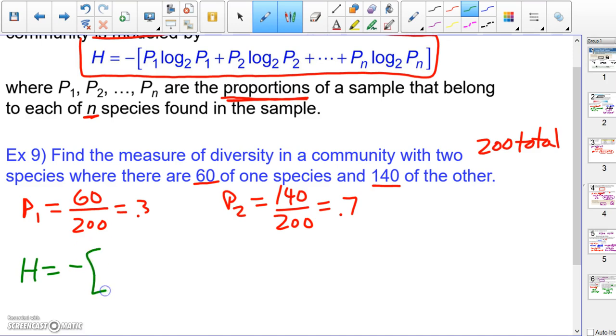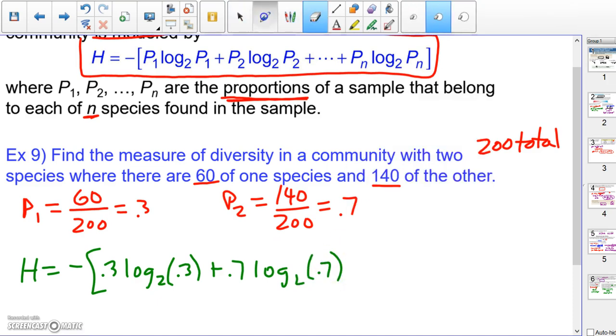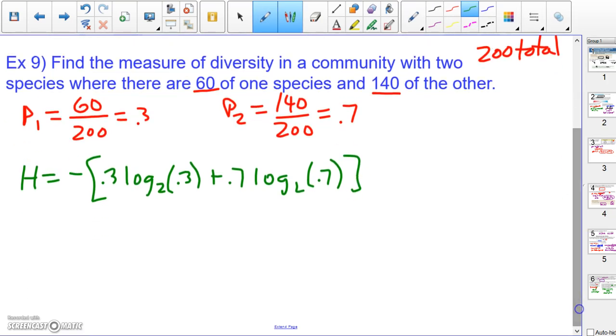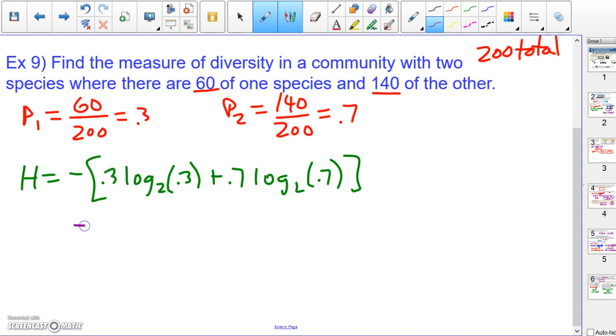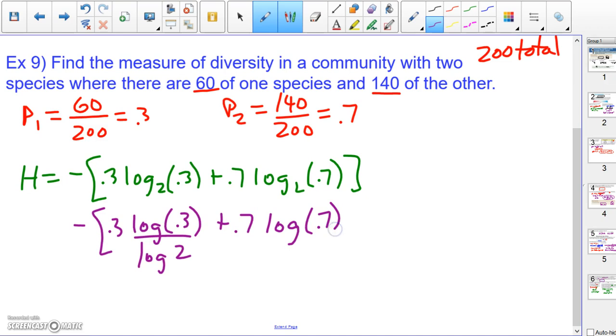So H equals negative, P1 is 0.3 times log base 2 of 0.3, plus 0.7 times log base 2 of 0.7. It will be a calculator question, but I'm going to have to use that change of base formula. So go back and look at your change of base formula. We'll have negative 0.3, and then here's where we're going to change the base: log of 0.3 over log of 2, plus 0.7, change of base formula, log 0.7 over log 2, close it.